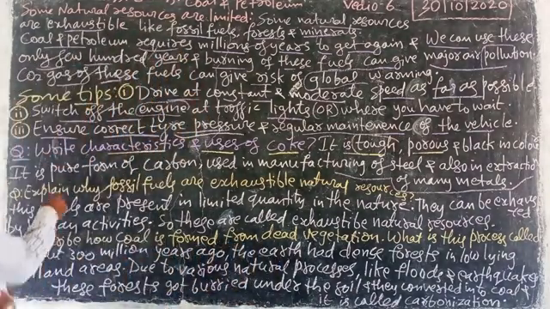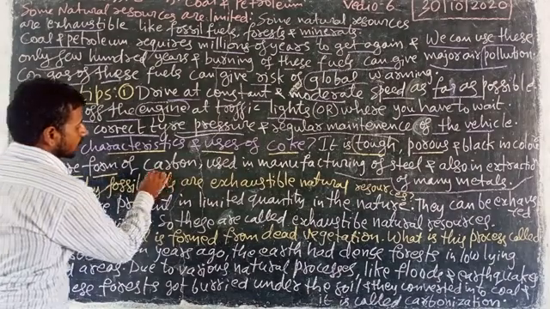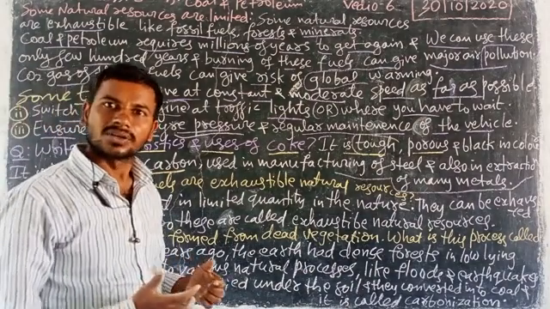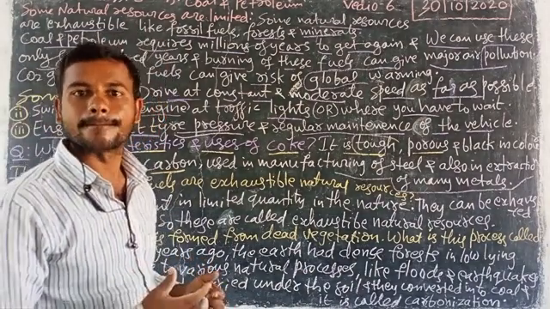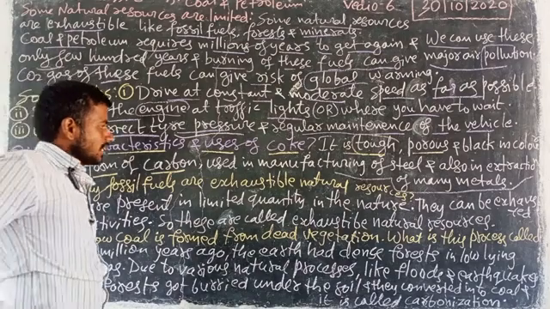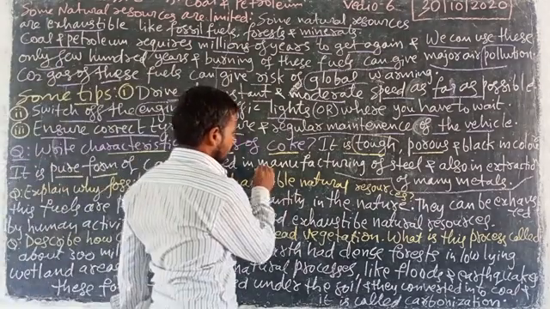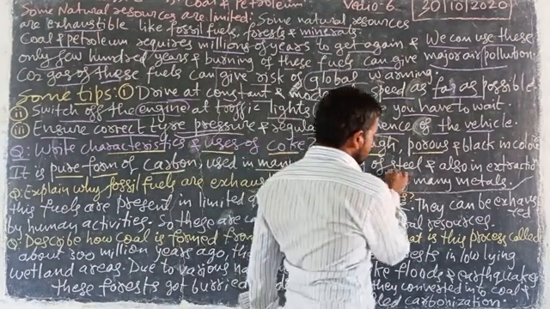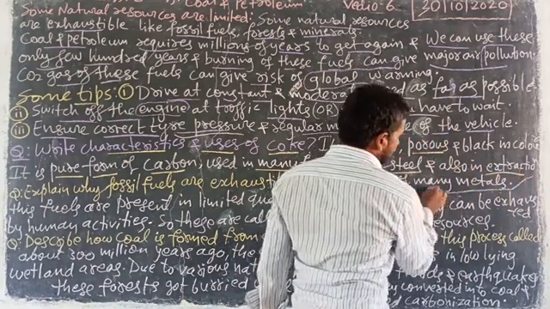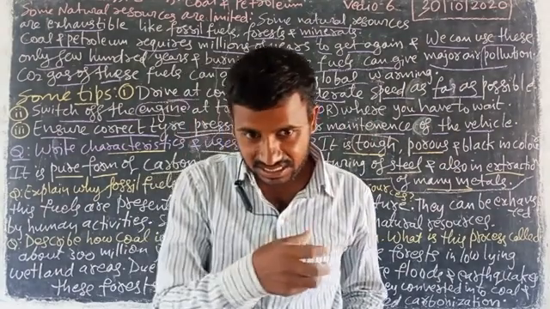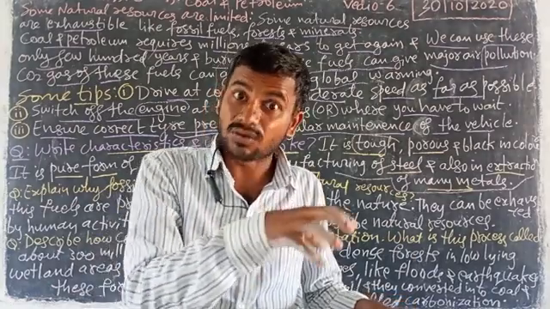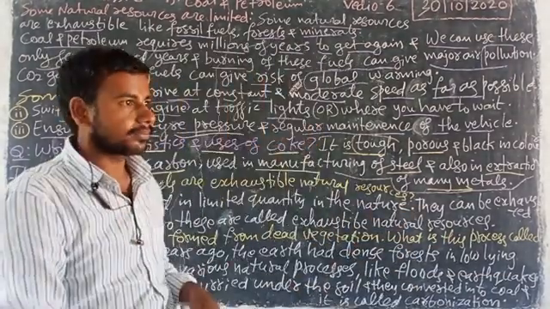Next point, what is there? It is a pure form of carbon. Coke is a pure form of carbon. Coke is made with carbon, pure carbon. Second, it is used in manufacturing. Coke is used in manufacturing of steel and also in extraction of many metals. For the metal extraction process, for separating metals from their ores, we use coke.